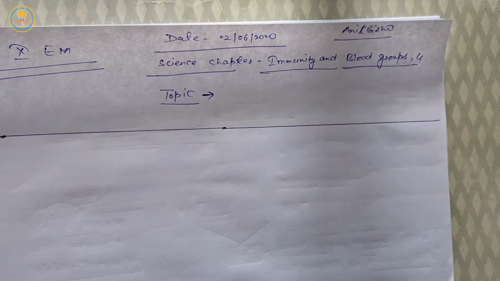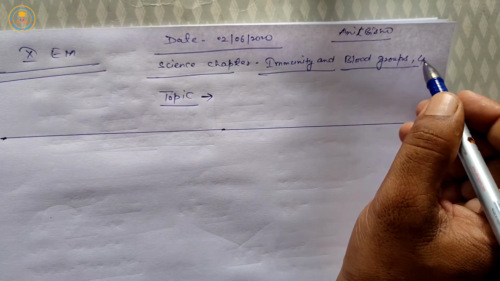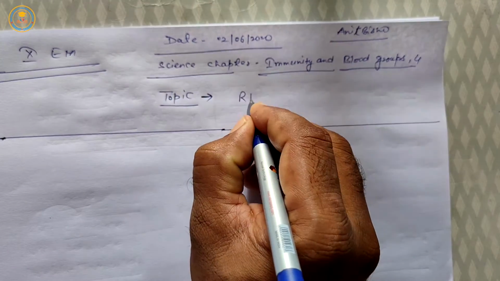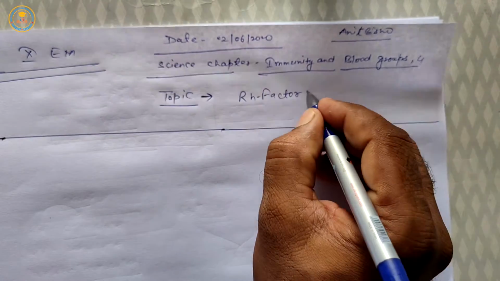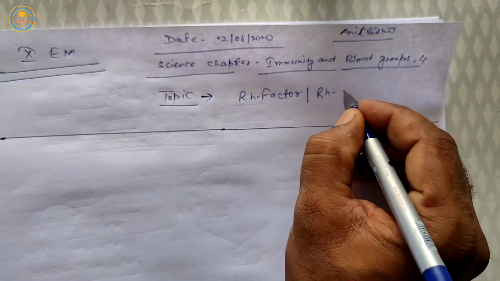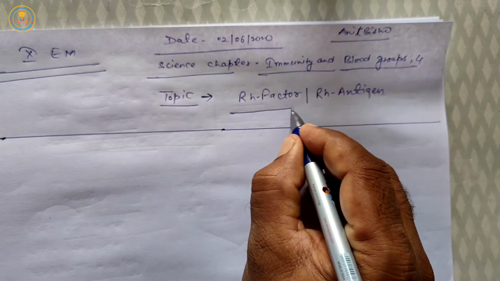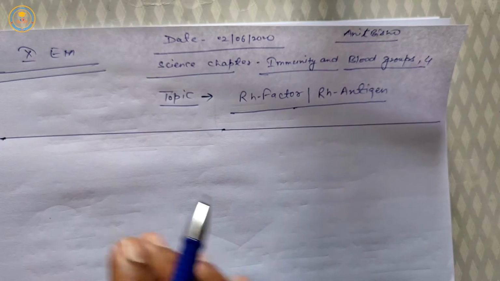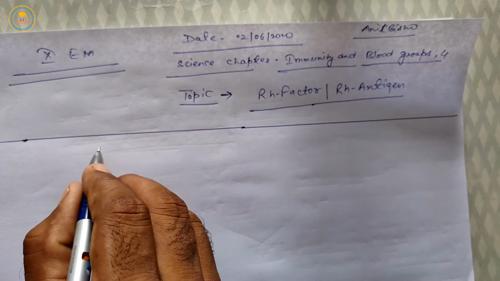Today we are starting class 10th science book, chapter 4, immunity and blood groups. Today's topic is Rh factor, also known as Rh antigen.